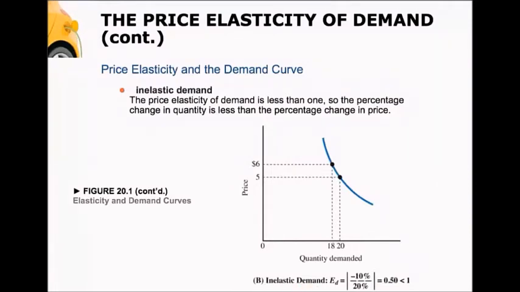When we calculate the price elasticity moving from this point to this point, we get a price elasticity of 0.5, which is less than 1. This is an inelastic demand. Inelastic would be not very responsive or not very flexible. So we see a relatively small percentage change in quantity for a relatively larger percentage change in price. So our price elasticity comes out to be less than 1.